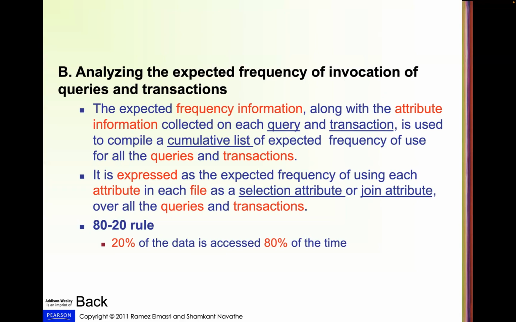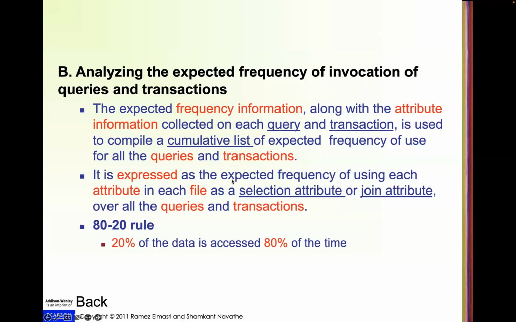Why is that needed? Let us see. The expected frequency information along with the attribute information is collected on each query and transaction. We need to know how many times a particular query or transaction is called in a given span of time. It is used to compile a cumulative list. For example, the attendance query is called 4 times on Sunday, 5 times on Monday, 2 times on Sunday. The cumulative is like addition, 4 plus 5 plus 2. So a cumulative list of expected frequency is compiled for all the transactions and the queries.